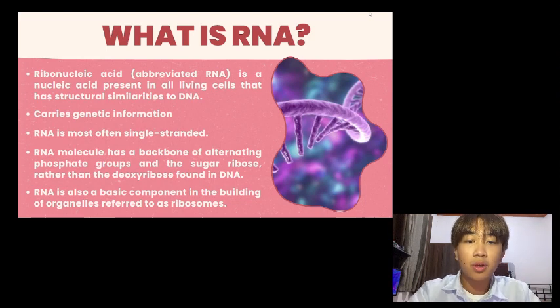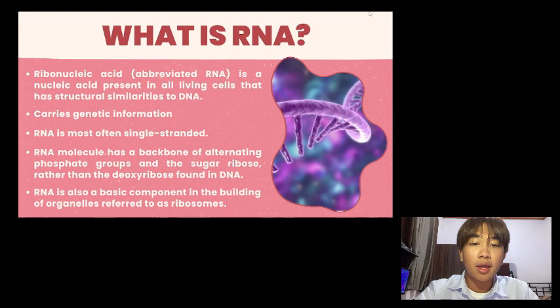An RNA molecule has a backbone of alternating phosphate groups and the sugar ribose, rather than the deoxyribose found in DNA. And an RNA is information in the form of base sequence na nagtatranscribe into messenger RNA, transfer RNA, and ribosomal RNA.